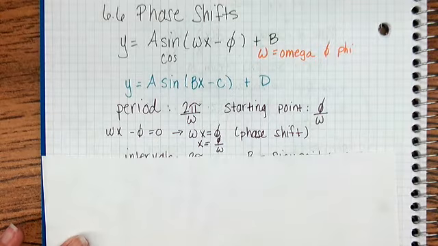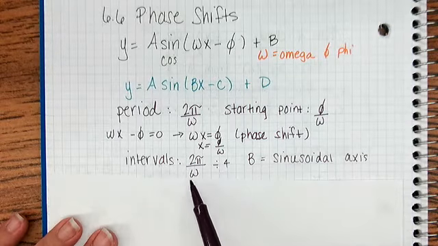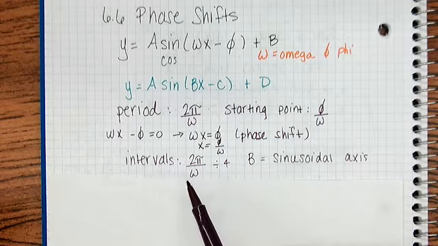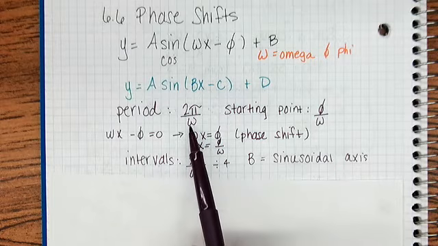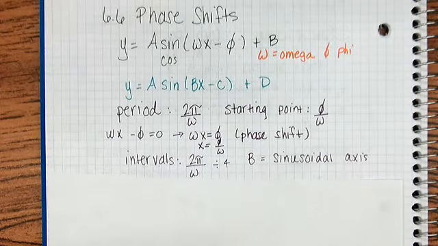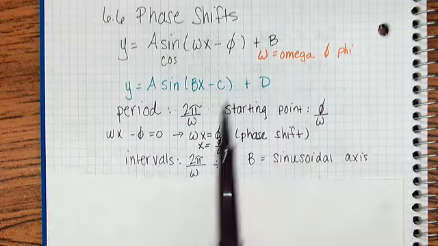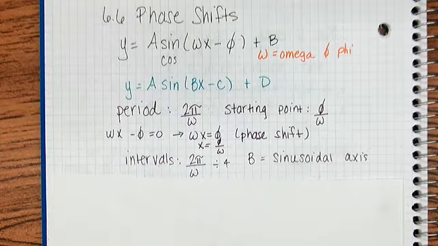How do you determine the intervals? We've kind of talked about this before. You take the period, which is 2 pi over omega, which is fancy for the period. And remember, the period is the length of a wave, the length of a cycle. The period is 2 pi over omega. And for the intervals, you divide by 4. Why 4? Because there are 4 quadrants in the unit circle. And B is the vertical shift and creates what we call the sinusoidal axis. Sinusoidal. Again, this can all be found on page 423 of your book.